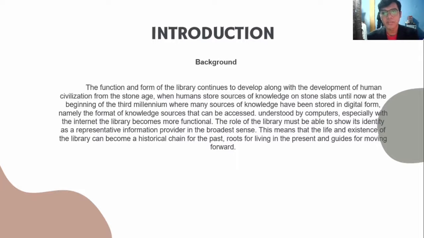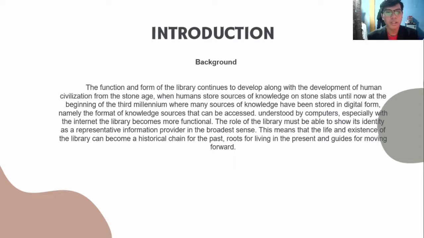Background. The function and form of the library continue to develop along with the development of human civilization, from the Stone Age, when humans stored all sorts of knowledge on stone slabs, until now, at the beginning of the third millennium, where many sorts of knowledge have been stored in digital form, namely a format that can be accessed and understood by computers, especially with the internet. The library becomes more functional.